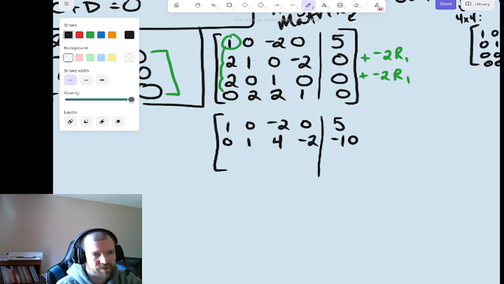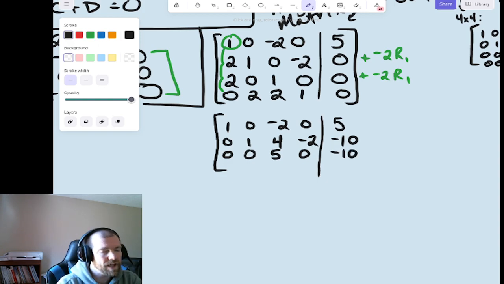All right, repeat for the third row. So now -2 plus 2 is going to be 0. 0 plus 0 is going to be 0. That's nice. -2 times -2 is 4, plus 1 is going to be 5. 0 plus 0 is 0. And -10 plus 0 is going to be -10. And wouldn't you know it, we now have something that we can solve directly.